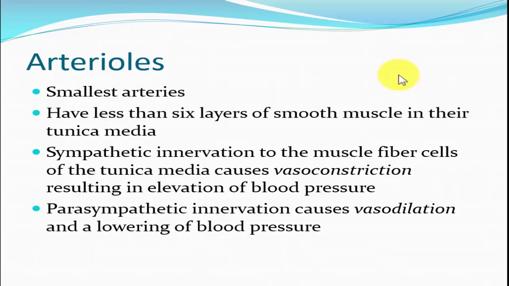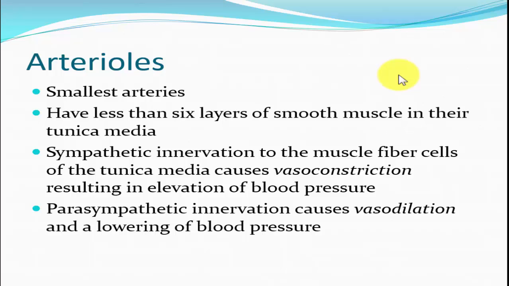So it has a sympathetic innervation to the muscle fibers of the tunica media, which causes vasoconstriction, resulting in elevation of blood pressure. The terms vasoconstriction and vasodilation are going to be critical to understanding the flow of blood. So vaso refers to a vessel. Constriction means to get smaller. So this is going to make your vessels get smaller, resulting in elevated blood pressure.